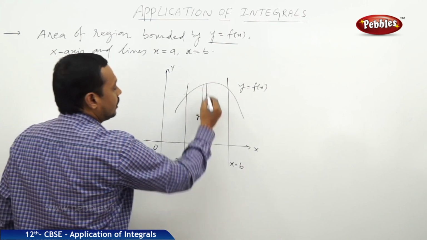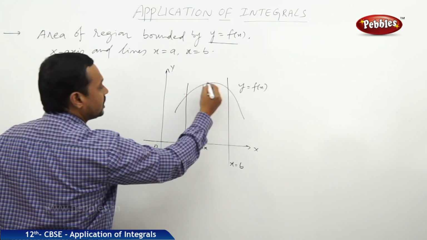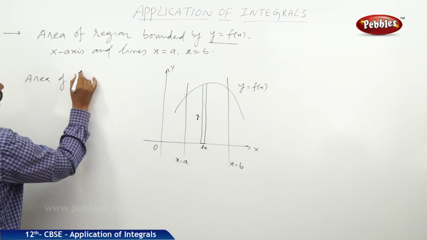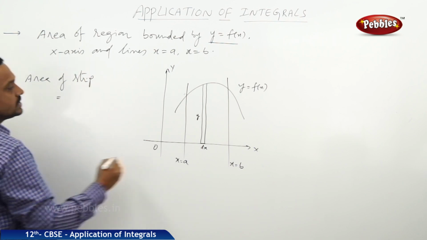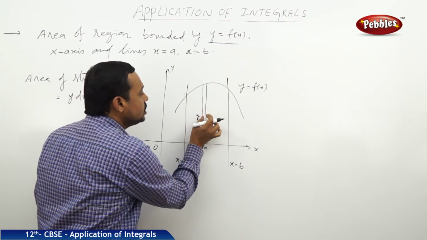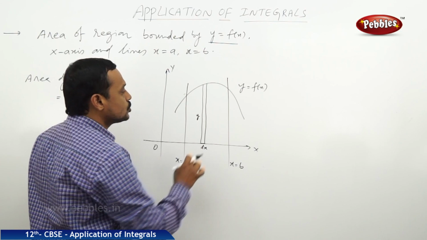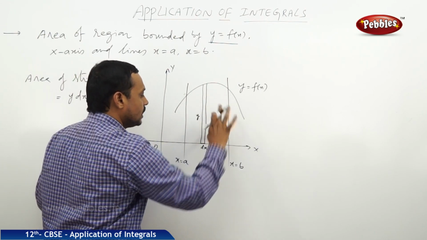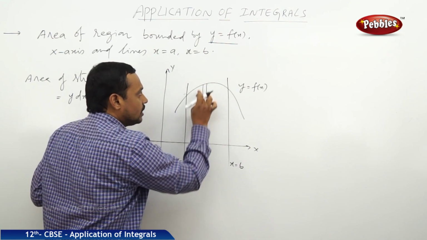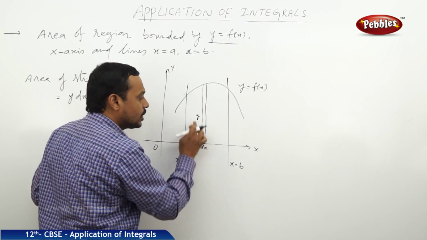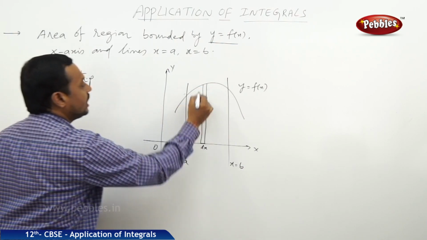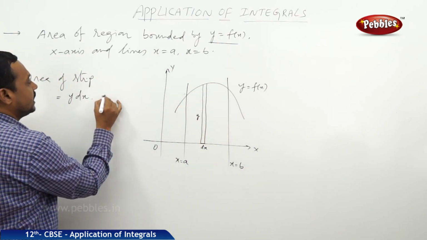And now the area of the strip is given by y into dx. You know, these two lines are very much close, so almost these two lengths are the same, and since the width is dx, therefore the area bounded by these lines is almost nearer to y into dx. Therefore this is the area of the strip, known as the elementary area.